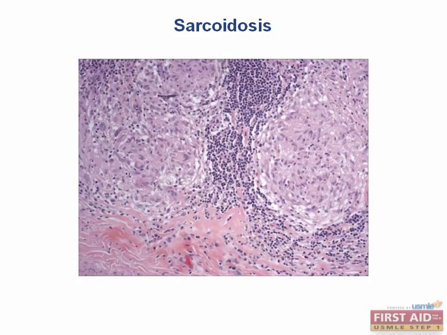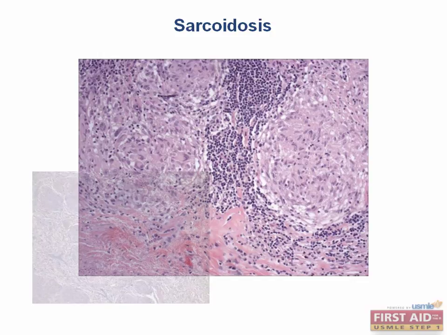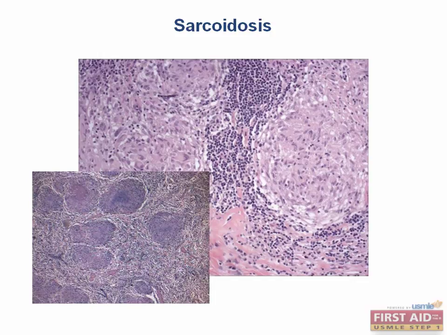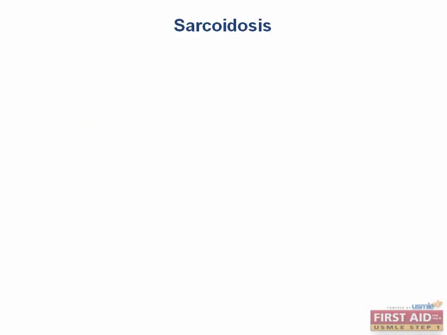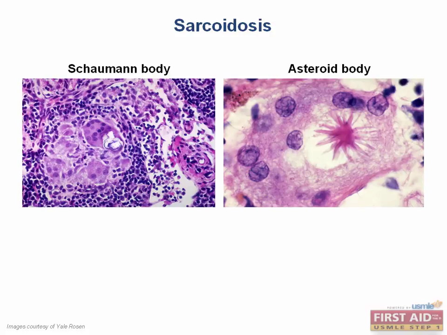Sarcoidosis is a disease that is marked by widespread formation of what classically are described as non-caseating granulomas, whereas the granulomas in diseases like tuberculosis are known for their caseous necrotic center. These granulomas appear cleaner, without the same necrotic interior. On histology, there are two other important findings: Schaumann and asteroid bodies, which are worth remembering.